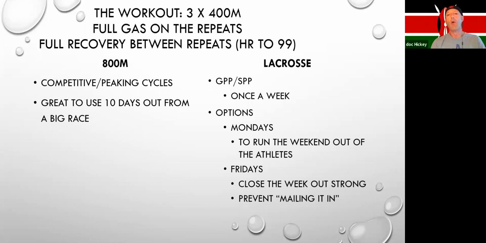In lacrosse, we're going to do 3 by 400 in our GPP or SPP phase once a week. Because in GPP and SPP, we're trying to build work capacity. My options for doing this, Monday, I can do it. If I were coaching a team, I would either do it on Mondays or I would do it on Fridays. And if we're going to do this once a week, I'll let my athletes know, hey, every Monday we're on the line. We're doing this workout, or every Friday we're doing it. We're going to be on the line.